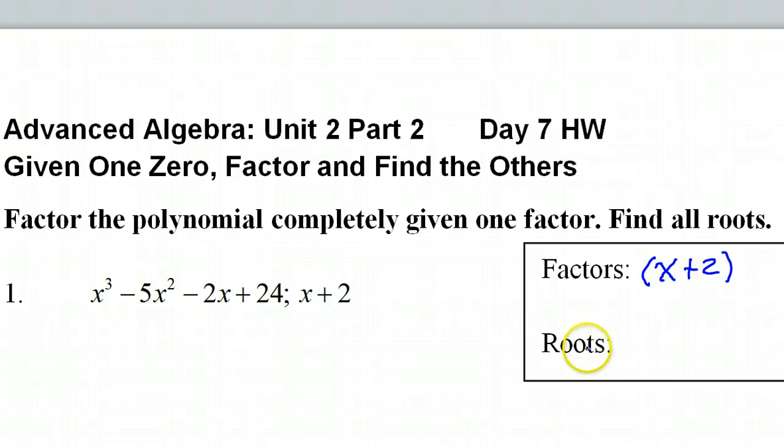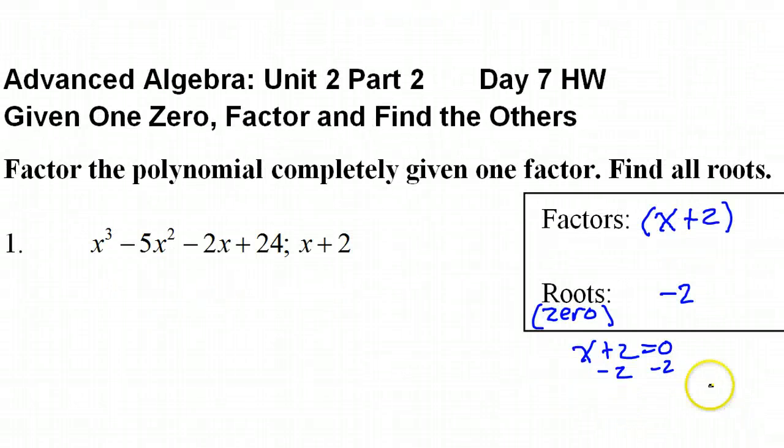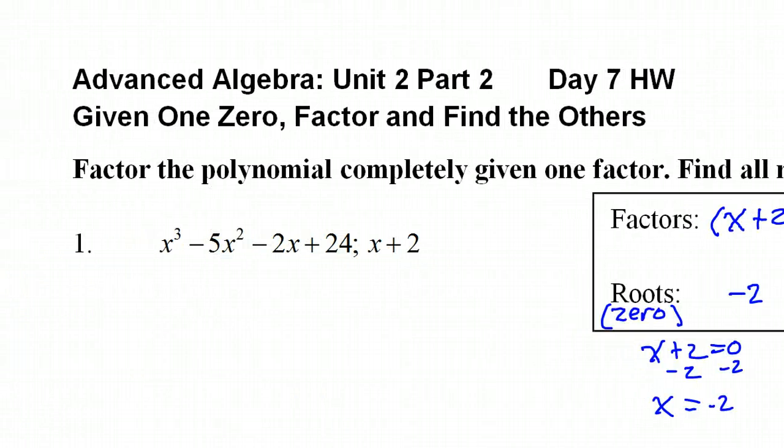But the root is the same thing as a zero, by the way. Those are synonyms. So the root that goes with the factor of x plus 2 is negative 2. Because that's what we would get if I took x plus 2 and set it equal to 0 and solved it. I would get x equals negative 2. So it's the root or the zero that we put in the box when we do our synthetic division. So just make sure that you don't put positive 2. Make sure you're putting negative 2 in this box.